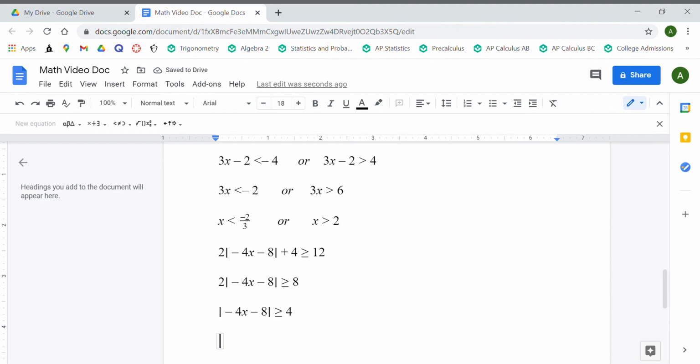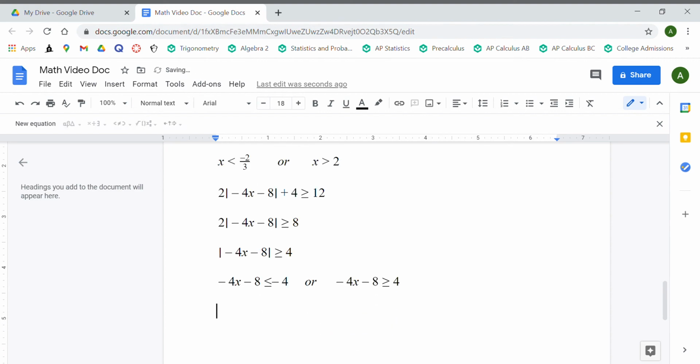So we're going to set this to negative 4x minus 8 is less than or equal to negative 4. Join the inequalities with the word or. Use the greater than symbol, not less than. Why does it keep doing that on me? Small buttons, I swear.